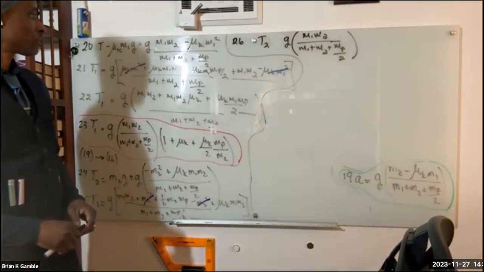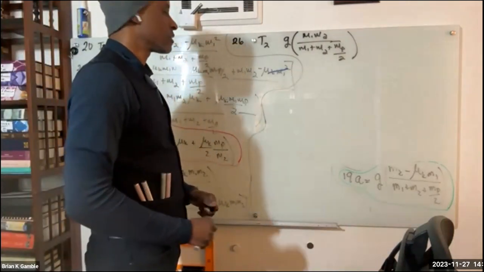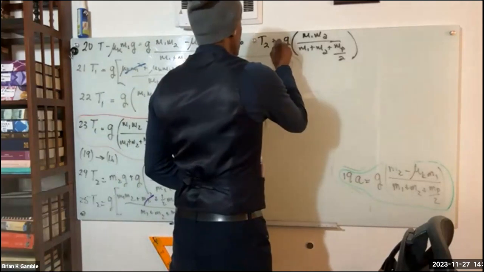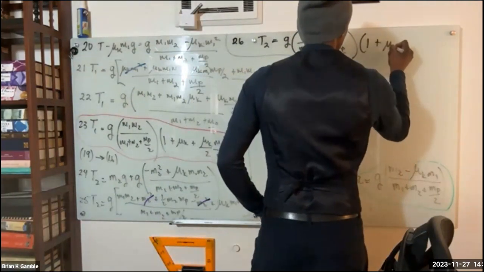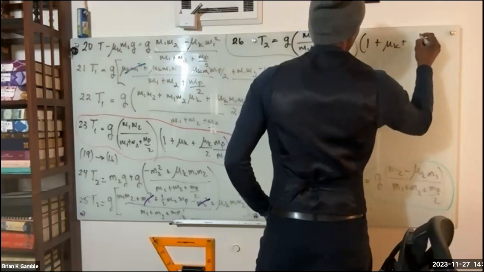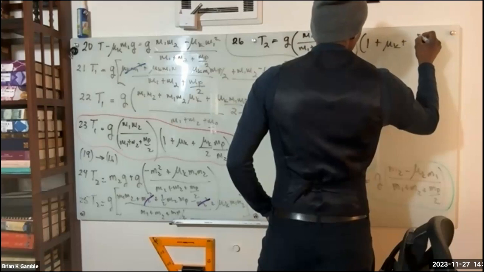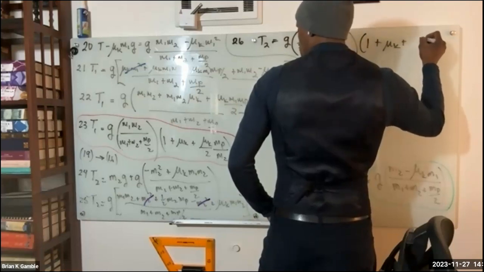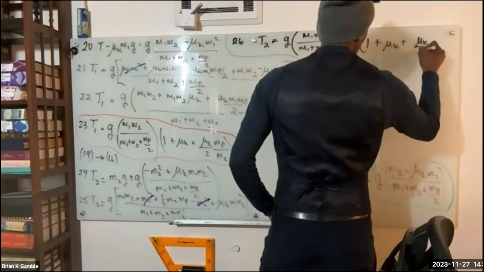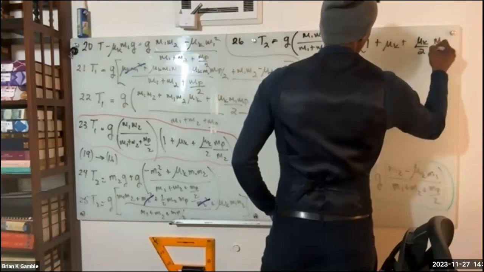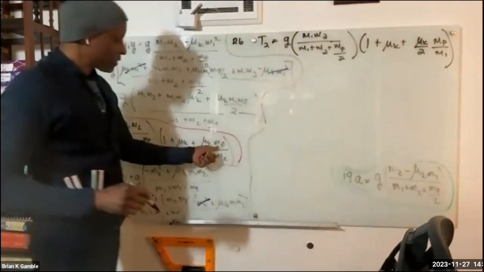I guess that does make sense because the total moment of inertia increases. Yeah, that's interesting. So you're going to get 1 plus mu k, but then plus basically mu k over 2 times MP over M1 as opposed to MP over M2.